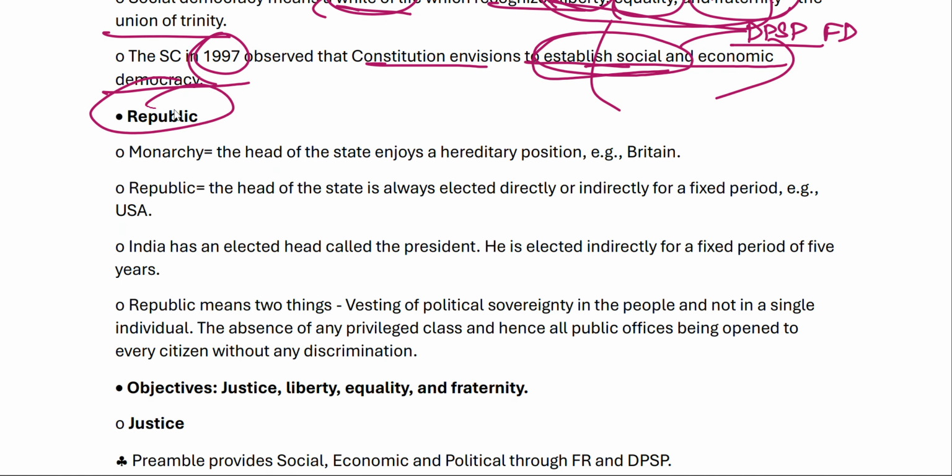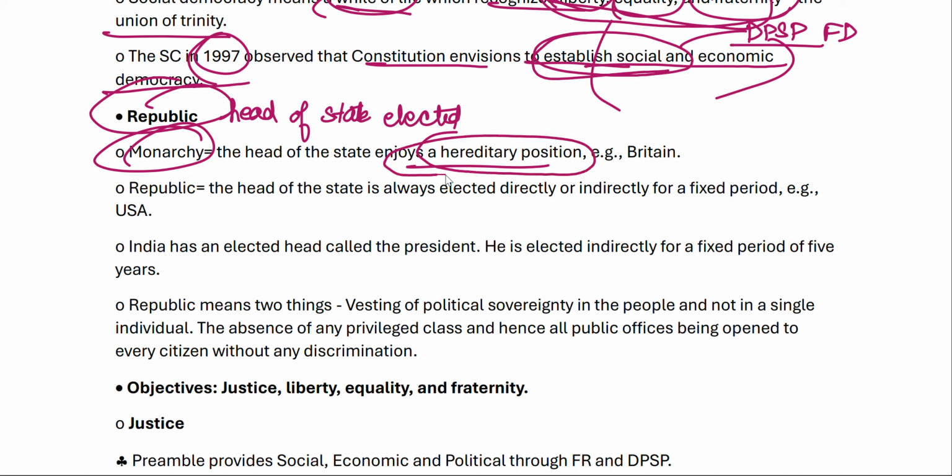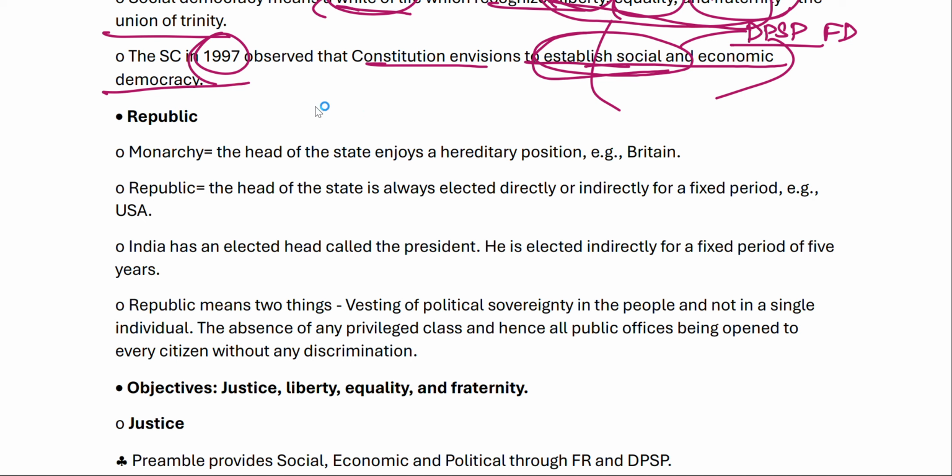Republic, head of the state. Republic means the head of the state is elected. Monarchy means the head of the state is a hereditary position. It is a king or a queen, a hereditary position. Republic means the head of the state is elected, and monarchy is the opposite, where the head of the state enjoys a hereditary position.